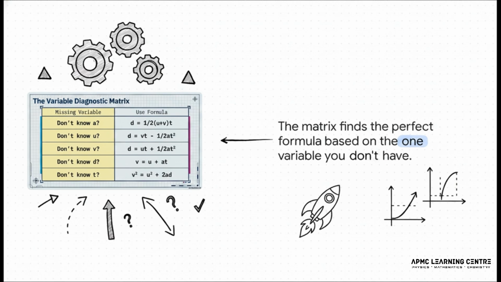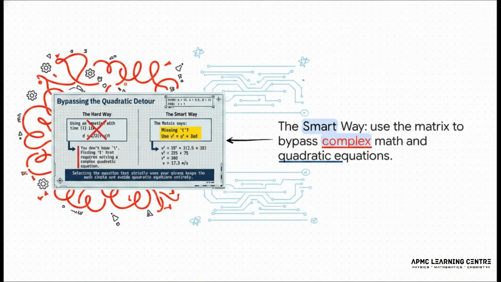You just find the variable you're missing on the left, and boom, it hands you the exact equation you need on the right. It is basically a cheat code for physics problems. So what's the big payoff for using this? It's all about efficiency. It's about working smarter, not harder.